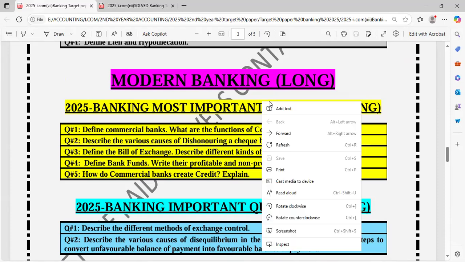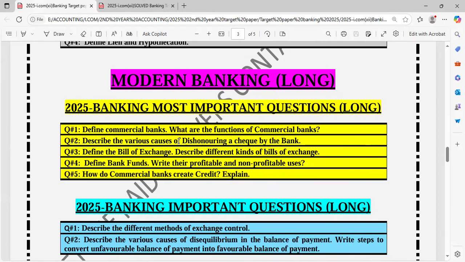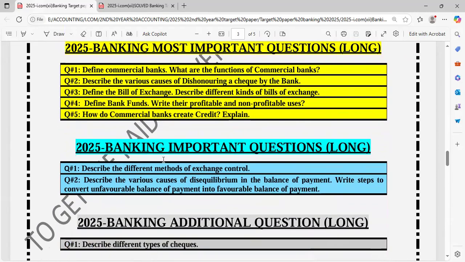The first one is define commercial bank and what are the functions of commercial bank. And the fourth one, profitable and non-profitable uses of bank fund. These two questions are the most important in my opinion. So we have important questions.